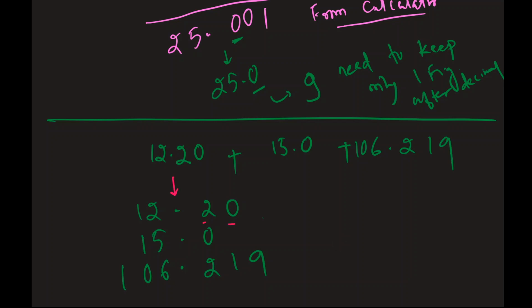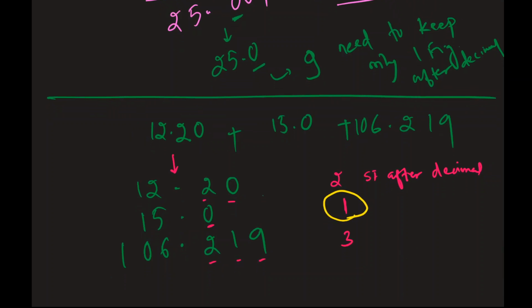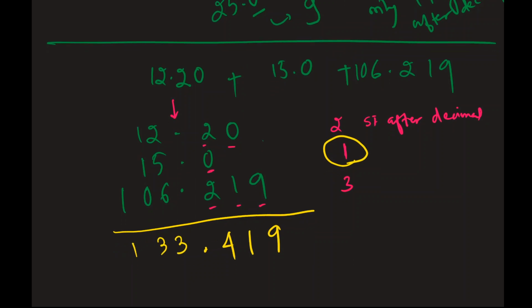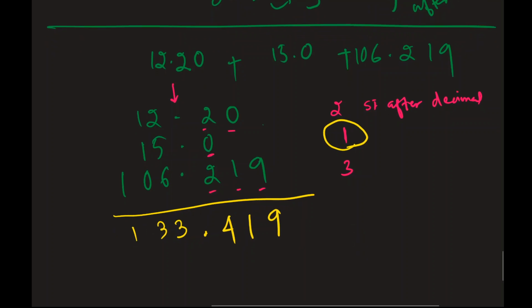Then count how many figures we got. Here 2 sig fig after the decimal, here 1, here 3. So what is the lowest? The lowest is 1. So we have to keep one figure after the decimal. Whatever answer we got, adding them up, the answer is 133.419. How many do we have to drop?